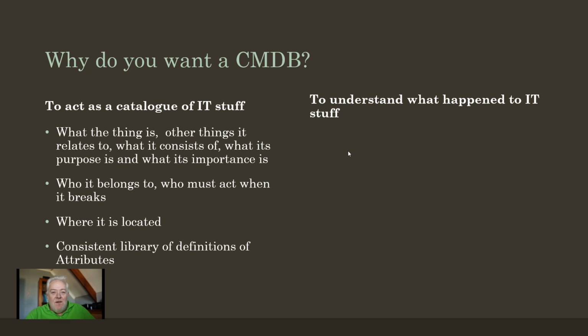Now, another dimension that you want to look at is to be able to understand what happened to IT stuff in the past. Now, this is really, really important. It's really powerful because your configuration management database doesn't only allow you to have all the information of the current state, but you could also link that information to stuff that happened in the past. Now, in the ServiceNow configuration management database, all kinds of events are associated with objects that are in the configuration management database.